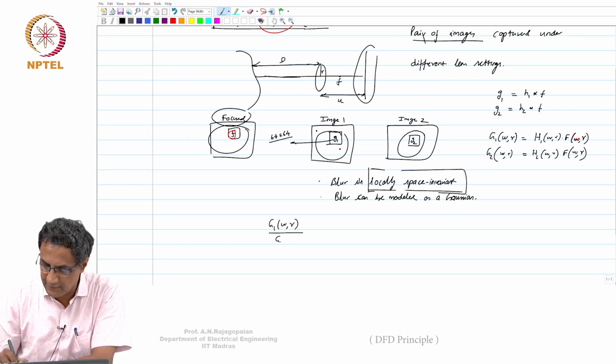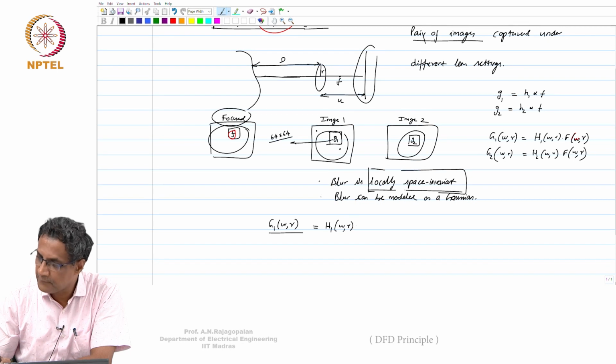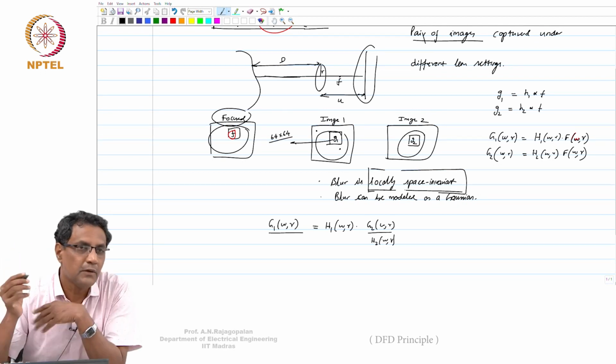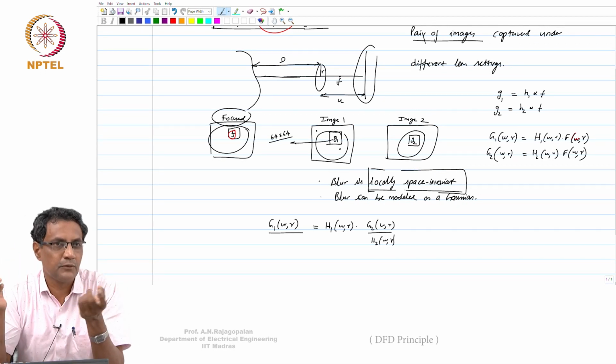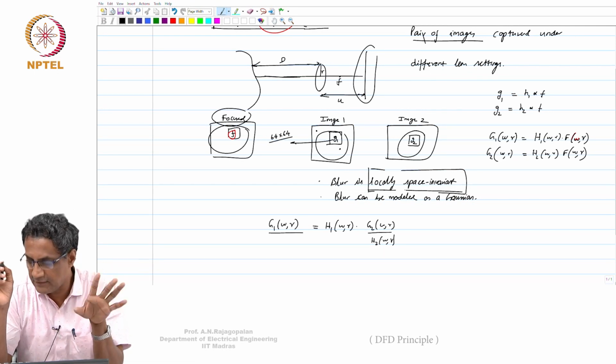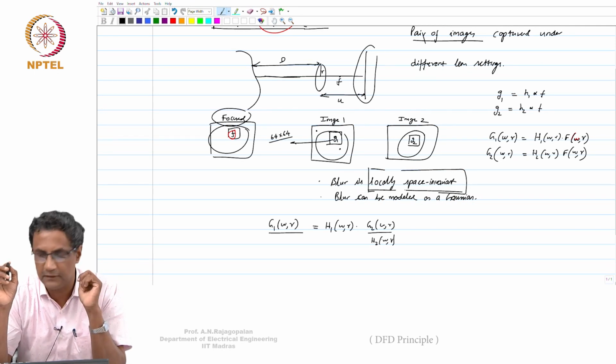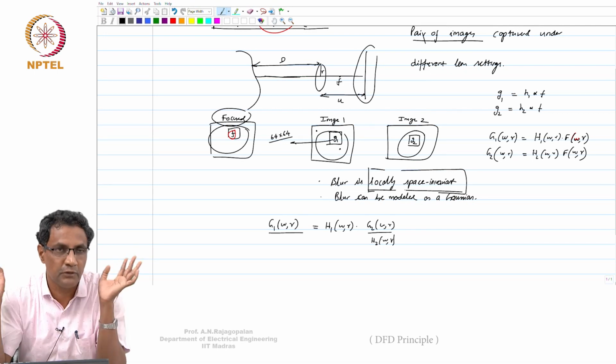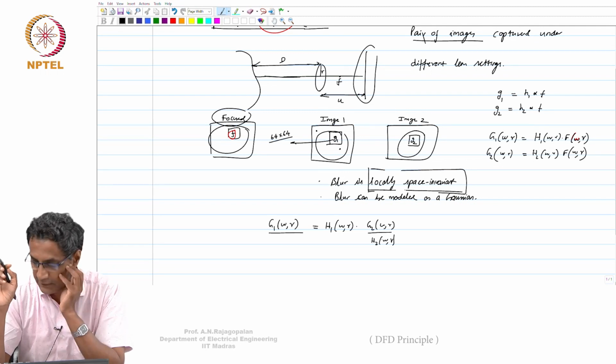So then we can write G1 of omega nu is equal to H1 of omega nu, and then substitute for F of omega nu, which is G2 of omega nu divided by H2 of omega nu. Now whenever you do a division, let's assume that this is non-zero, because if it is 0 for some omega nu, then strictly speaking you can't divide. Which is why I said that in the continuous case we will assume it is a Gaussian. Therefore, if it's a Gaussian, it is okay to divide, since it goes to 0 only as omega tends to infinity.